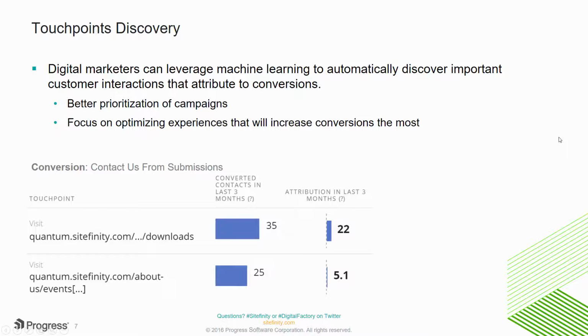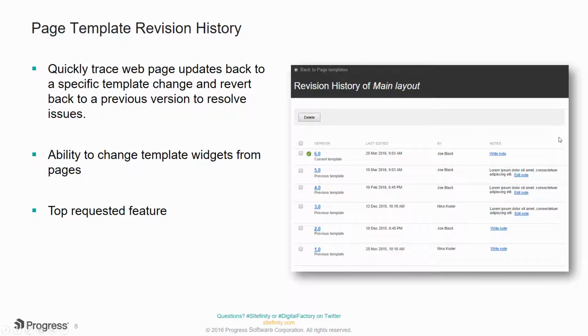With this release, we've also addressed one of the most requested features, which is revision history for page templates, which allows you to quickly trace changes on a given website page back to a template. And then if you want, you can revert to a previous version of that template.